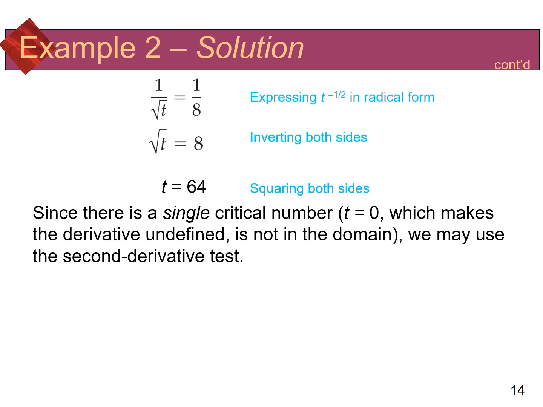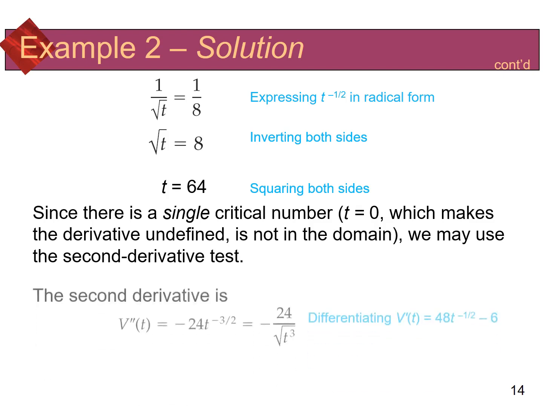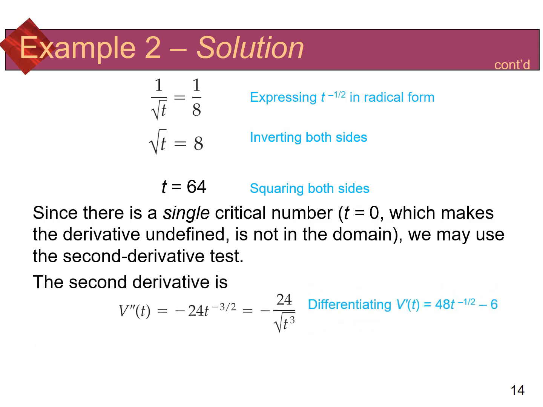Since there's only a single critical number, and t equals 0, which makes the derivative undefined, is not in the domain, we can use the second derivative test. When you get multiple values within a domain, that gets to be a little bit problematic. So we did a second derivative. Differentiating the derivative function 48t to the negative 1/2 power minus 6, we would get negative 24t to the negative 3/2 power, which is the same thing as negative 24 over the square root of t cubed.